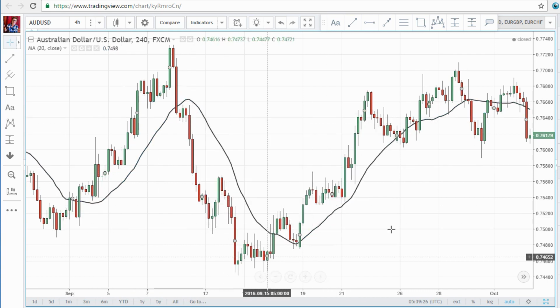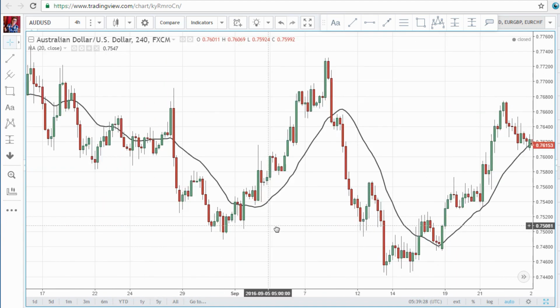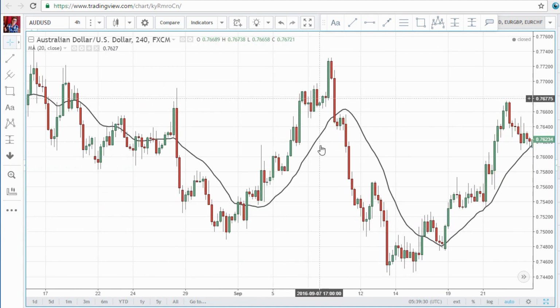And now you can see that we have the 20 period moving average on our charts, and this is not only a way of filtering our trades, but it also helps us to identify good markets, and it's the first step into market selection, but we will get into that later.